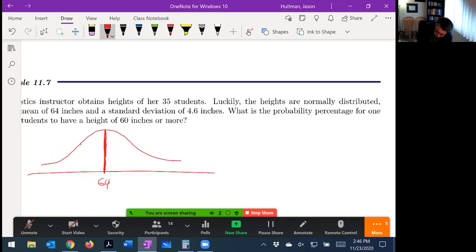Okay, so 60 is lower than 64, right? So now what do I want? Do I want all the students that are less than 60, the tail, or do I want all of the ones that are more than 60? Yeah, I want all the ones that are more than 60. Okay, so now I've got to look on my table and find out what is 60, right?